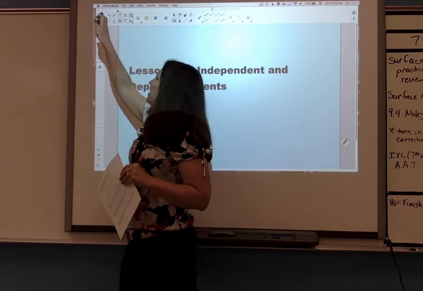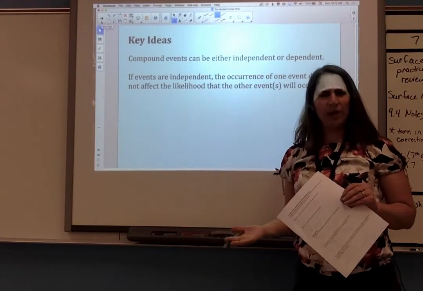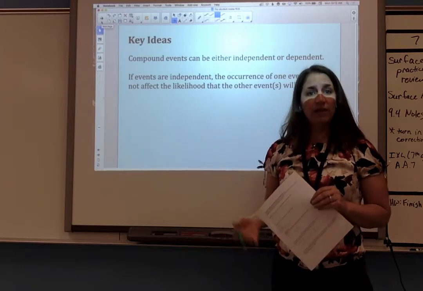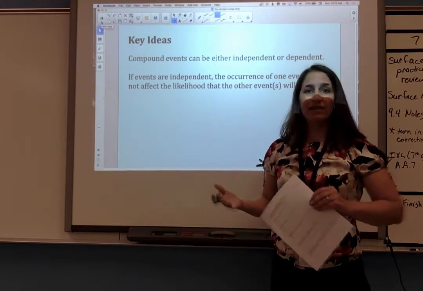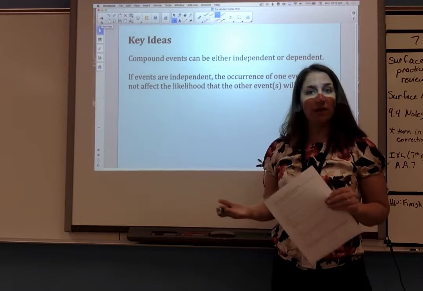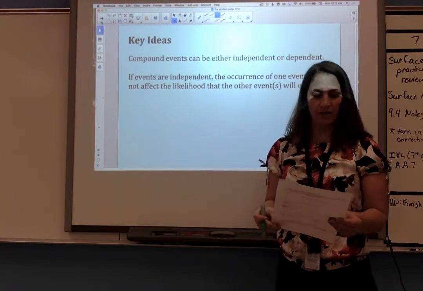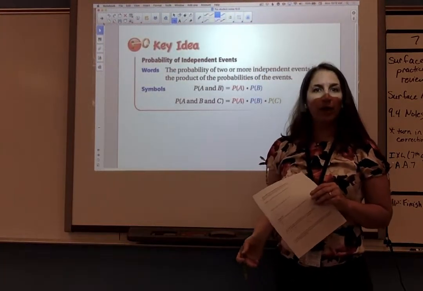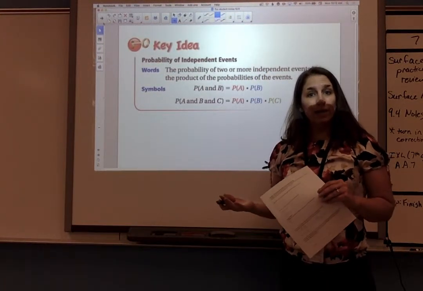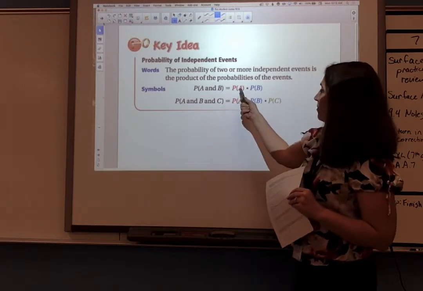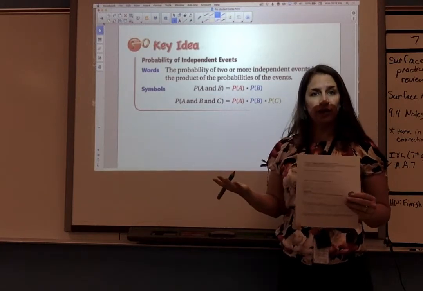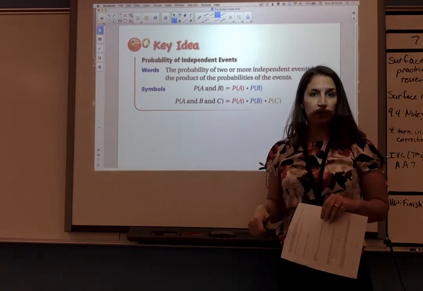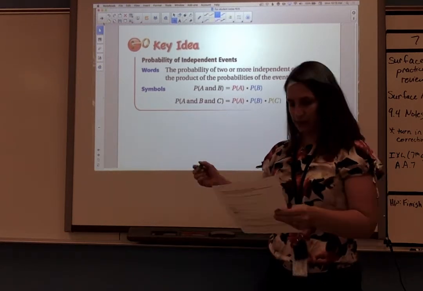So let's start with some key ideas. Compound events can be either independent or dependent. If events are independent, one event does not affect the likelihood that the other event will occur. They're independent from each other. So, as we're calculating the probability of two independent events, we find the probability of each of the two events, or three events if there's more than two, and then we multiply those probabilities. We find the product. So let's practice with that.